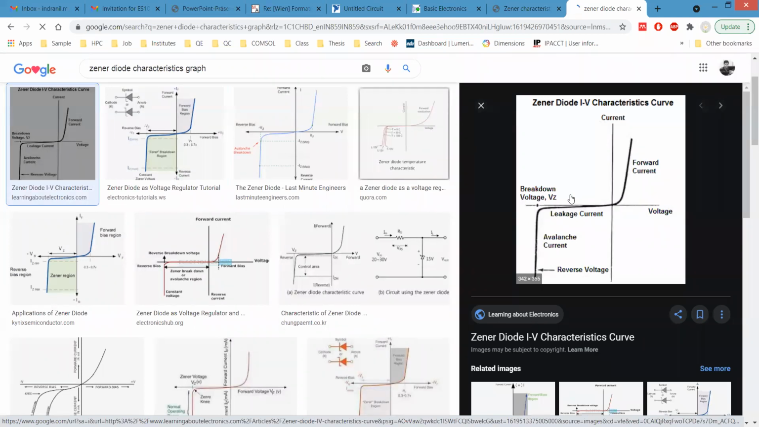Yes, the characteristics will be like this. In case of forward bias, it is similar to the normal PN junction diode, and in case of reverse bias, after the breakdown voltage there will be a sudden current. Otherwise, it will act as a normal PN junction. So this will be the complete characteristics.